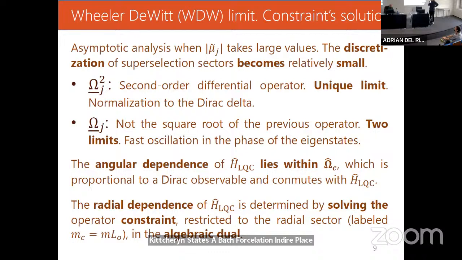The angular dependence of the Hamiltonian lies within Omega_c, which is proportional to a Dirac observable and commutes with the Hamiltonian. And for the radial dependence, I can solve it by restricting the Hamiltonian to the radial sector and solving it in the dual space.